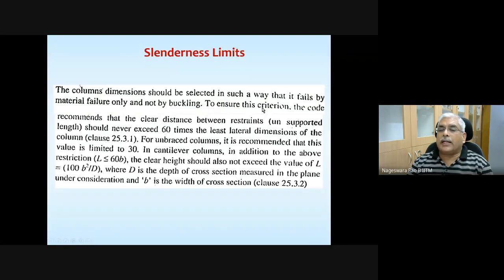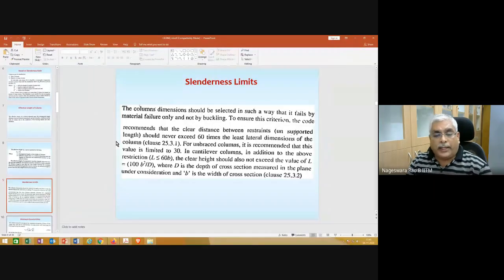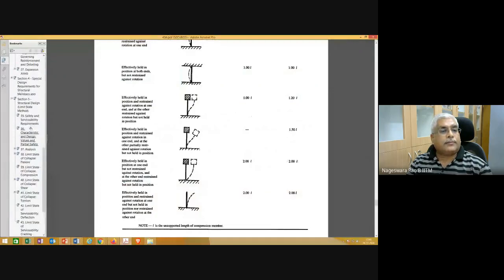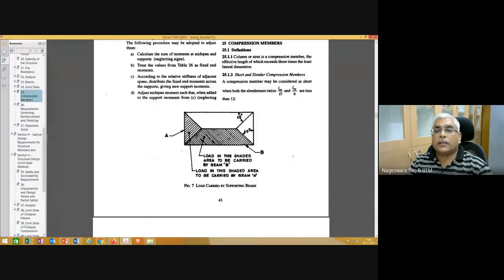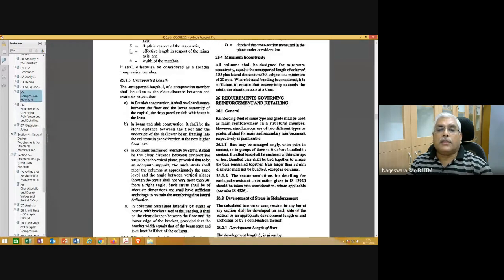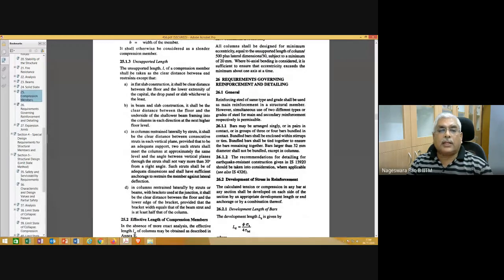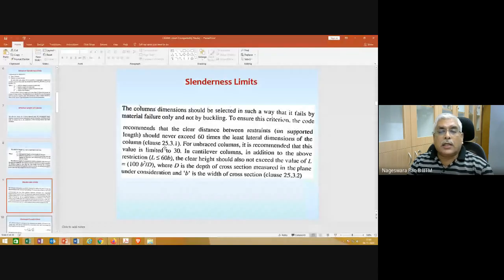To ensure this criteria, code recommends the clear distance between the restraints, the unsupported length, should never exceed 60 times the least lateral dimension of the column. That is given in clause 25.3.1. Let's see that. Unsupported length of the column. Okay, unsupported length of column. Let's see where it is. 25.3.1.